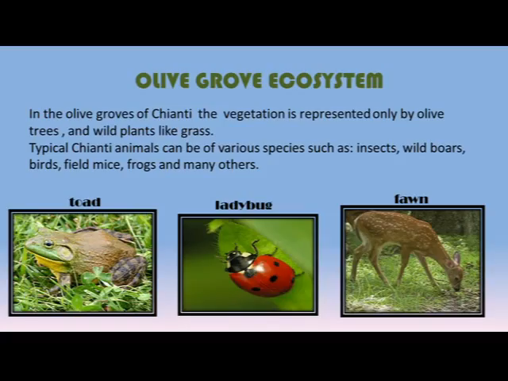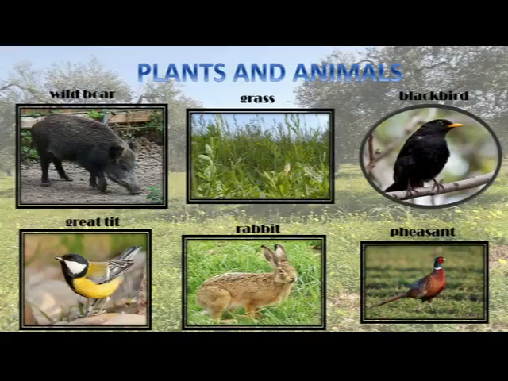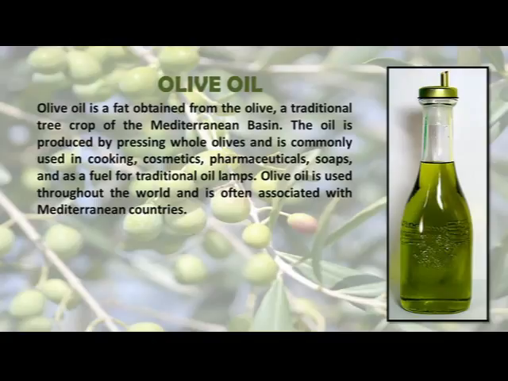Olive grove ecosystem. In the olive groves of Chianti, the vegetation is represented only by olive trees and wild plants like grass. Typical Chianti animals can be of various species, such as insects, wild boar, bear, field mice, frogs, and many others. Plants and animals: wild boar, grass, blackbird, rabbit, pheasant.